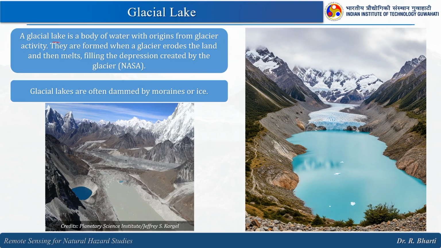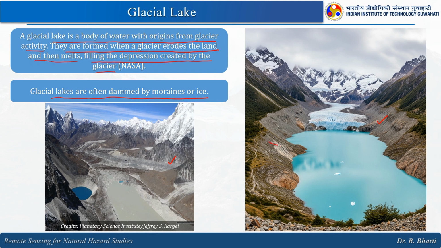What is a glacial lake? A glacial lake is a body of water with origin from glacier activities, right? They are formed when a glacier erodes the land and then melts, filling the depression created by glaciers. And here you can see some examples so that you can understand what we exactly mean by glacial lakes. These glacial lakes are often dammed by moraines or ice.